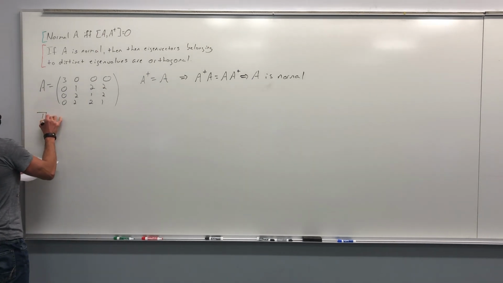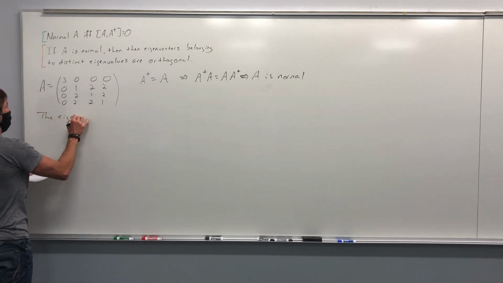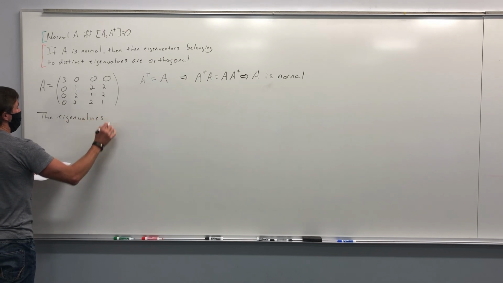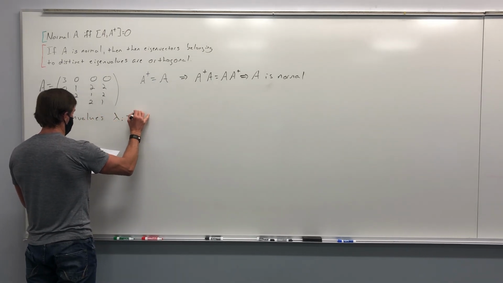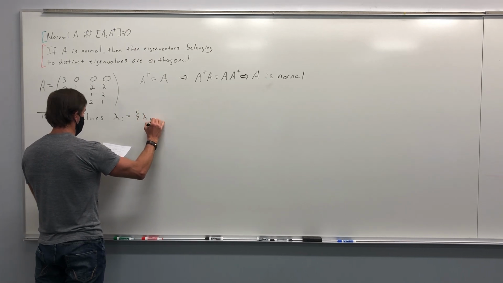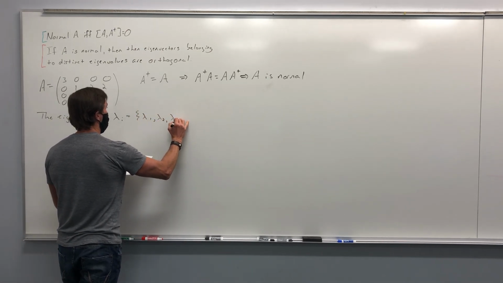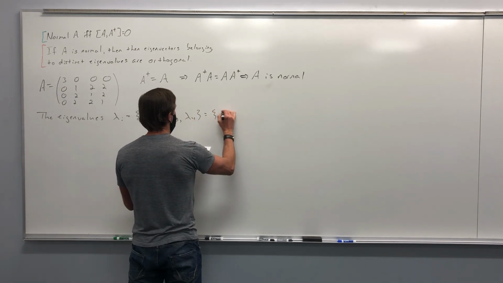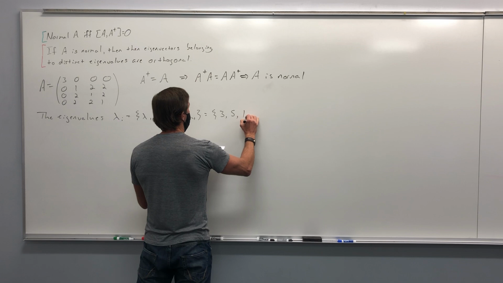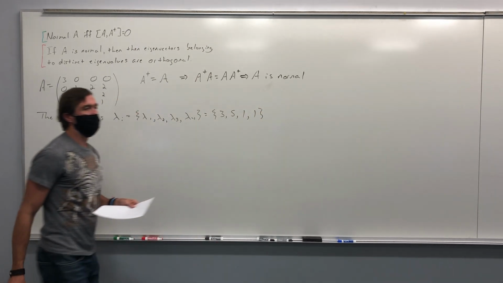So the eigenvalues of this, and I will not do this in detail, and I'm going to call these lambda 1, lambda 2, lambda 3, lambda 4, just so that we can match up what we're talking about, are 3, 5, 1, and 1.